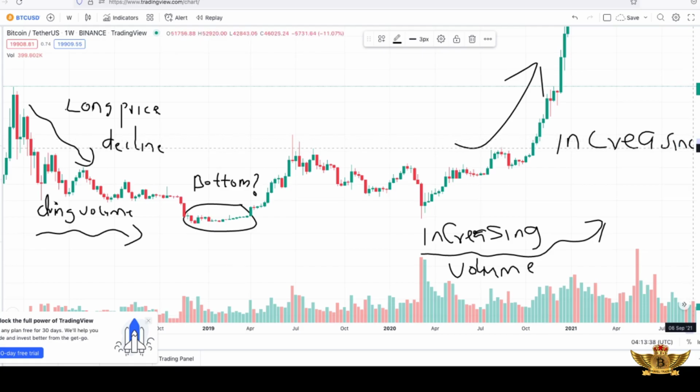While some schools of thought believe that there must first be a spark in volume that shows the final panic dumping of the coin, they feel that volume should then contract and dry up to show that the selling pressure has lessened. Now we're talking about the bottom here.